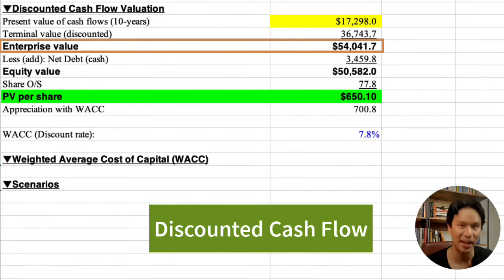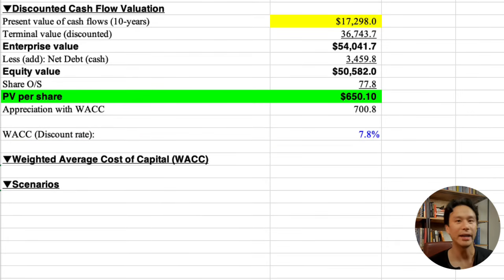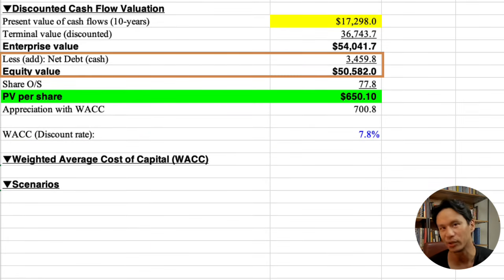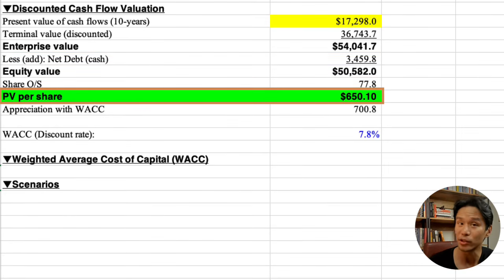So we need to discount it with a discount rate, which is essentially like a return that investors require for that risk, right? And then we subtract any debt and add any cash, and that's how we get the equity value. And we divide it by the shares, and then that's how we get the value per share from a cash flow perspective, right? So we got the earnings valuation and we got the cash flow valuation.